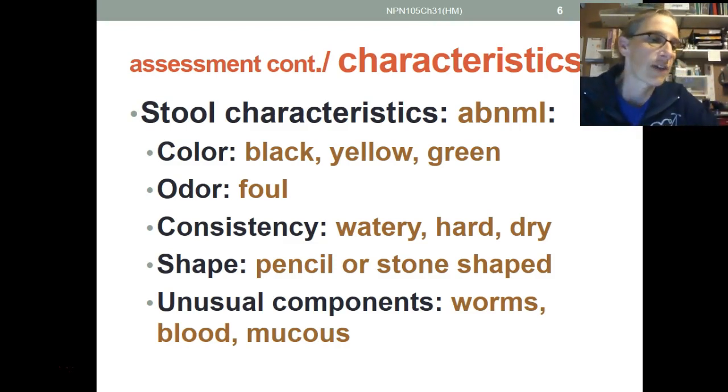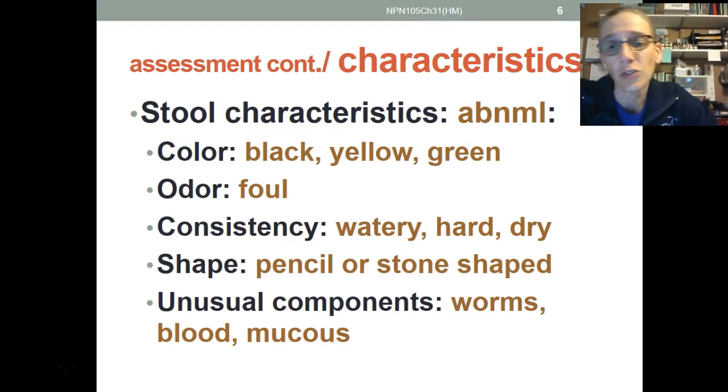If there's a real strong foul odor, the consistency is watery, hard, or dry. And again, these things have to be defined when you're discussing this with a patient. I think I've talked about this on Monday. If they call and they say, we got diarrhea, well, what exactly is diarrhea? Because diarrhea to some people is having 1 or 2 loose stools, and that's not true diarrhea, okay?